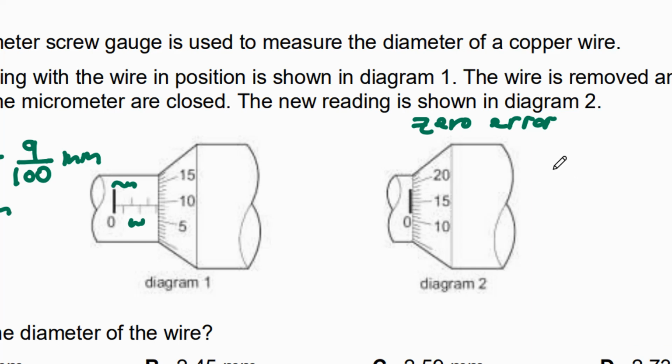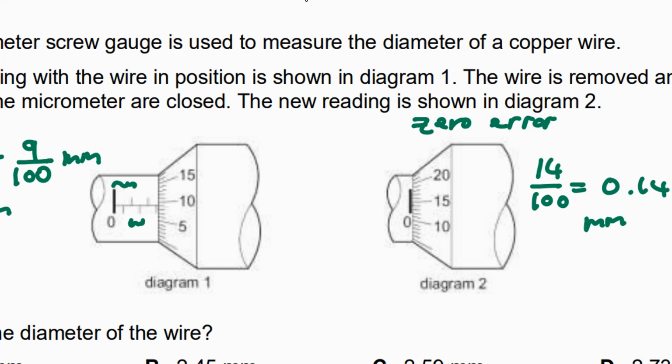Now, what is the zero error here? It's going to be 14 divided by 100, because remember we said that each of these small divisions on the vertical scale represents 1/1000th of a centimeter. If you multiply that by 10, then it's 1/100th of a millimeter. So this is 0.14 millimeters.